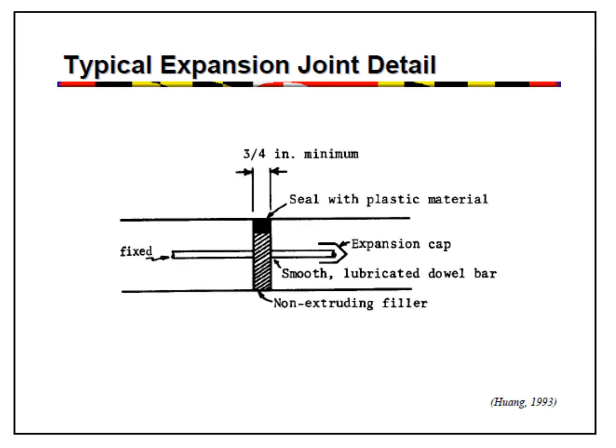Now on this particular slide you can see the typical expansion joint. So you can see we are having this smooth lubricated dowel bar. This is basically the joint, and you can see that the expansion cap has been placed over here, and here the seal with plastic material is present. So this is the typical expansion joint.